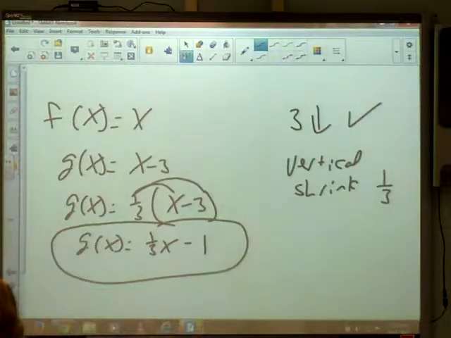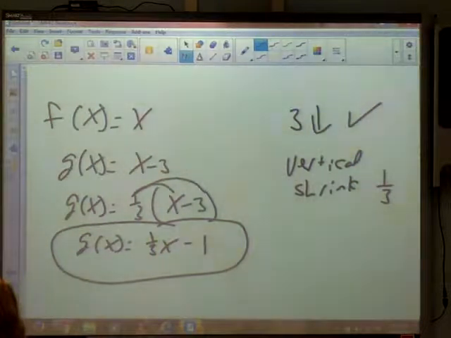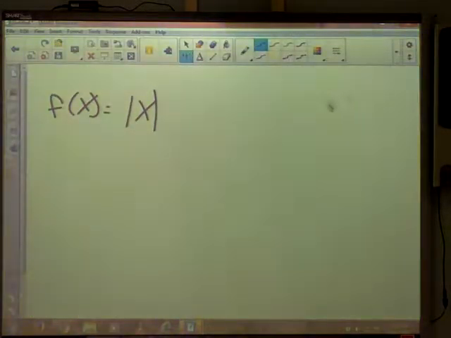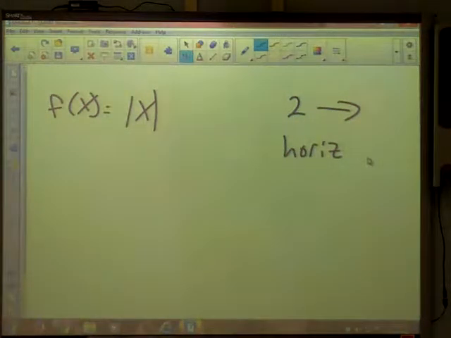Another combo. Which is an absolute value in this one. F of x is equal to the absolute value of x, so just the same basic parent function. Let's take this 2 units to the right first, followed by a horizontal stretch of a factor of 2. That 2's all around. 2 units to the right, horizontal stretch of 2. All right, so 2 units to the right.